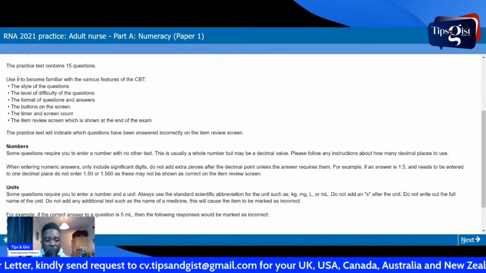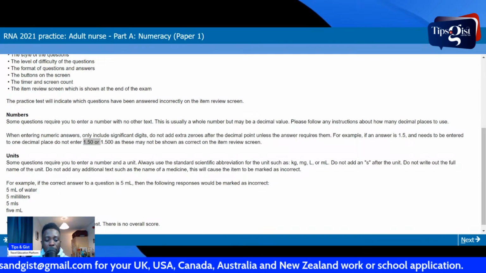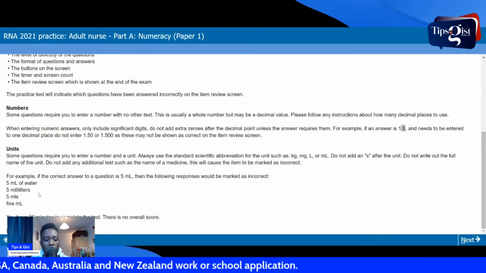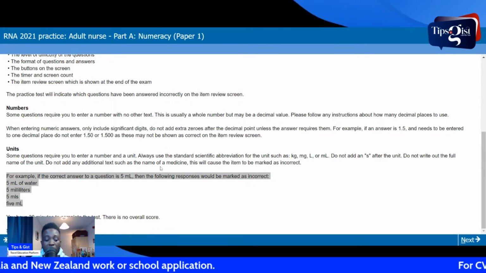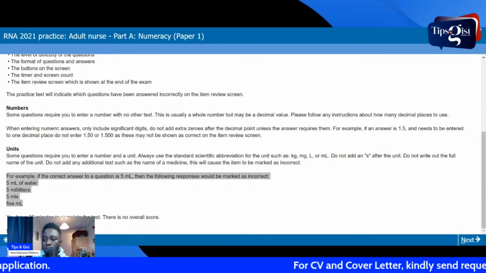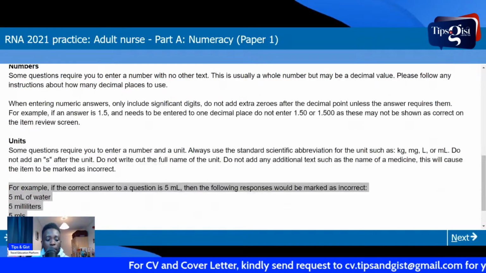Then you read everything here. So everything that I discussed with you is being illustrated over there. How to write the 1.5 instead of 1.50, how to write the 5 mils instead of everything. Everything that we discussed is written over there. So you have to note that. Let me zoom. All right. So you can see. All right. So everything is there.